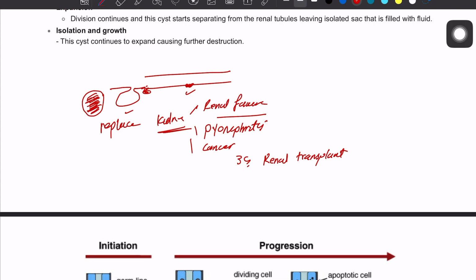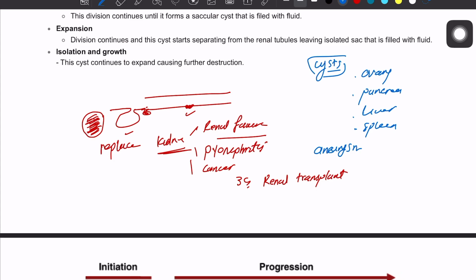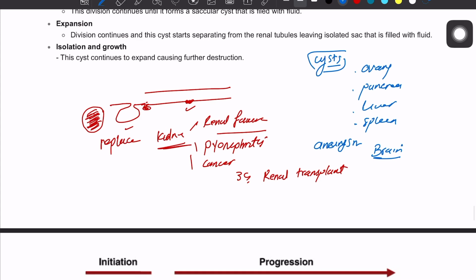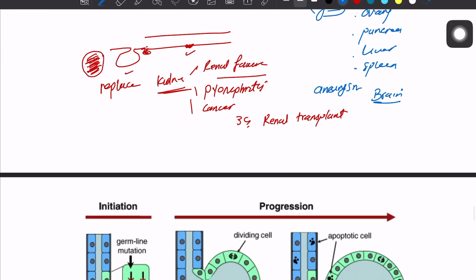These cysts are mostly associated with a few other conditions. It can be associated with cysts somewhere else in the body, such as the ovary, the pancreas, the liver and the spleen as well. It can also be associated with an aneurysm, specifically a brain aneurysm. That's why if you have a patient with polycystic kidney disease coming to you with a sudden severe-onset headache that's not responding to painkillers, mostly it's an aneurysm, and we need to do further investigation. The treatment is always renal transplant.